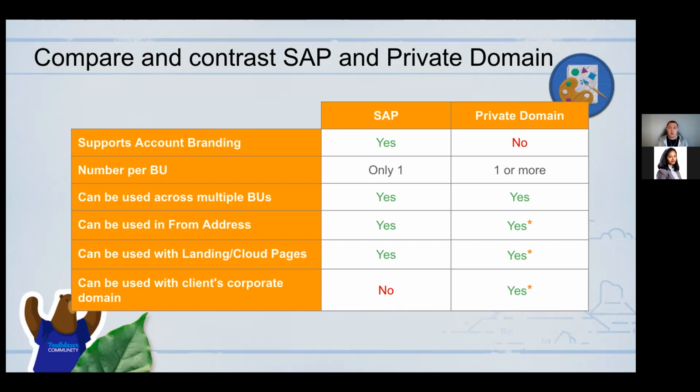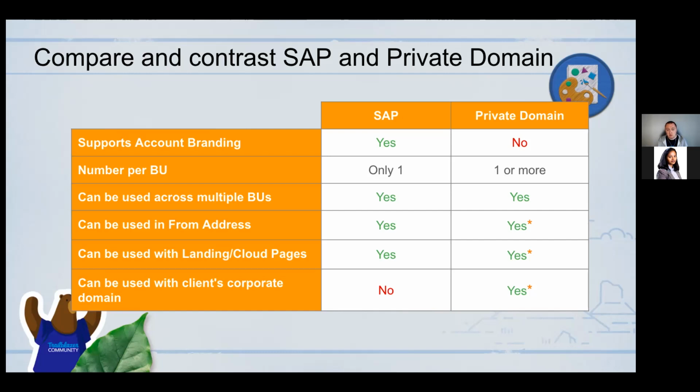With private domain, you can have more than a single private domain in a business unit, but you can also apply the same private domain across multiple business units within your account. So it's configurable in the same way. You can see that both can be used in the from address, and the interesting point, I've got the asterisk for from address. For private domain, you can see it can be used for landing pages. For private domain, it is important to remember, you can only configure it to be used as a from address, or you can use it with landing and cloud pages. It's not allowed to intermix that. So you're not allowed to have one domain that you can use in the send, as well as for hosting or referring to your landing pages and web experiences. So that's something to keep in mind. That's the reason for the asterisk.